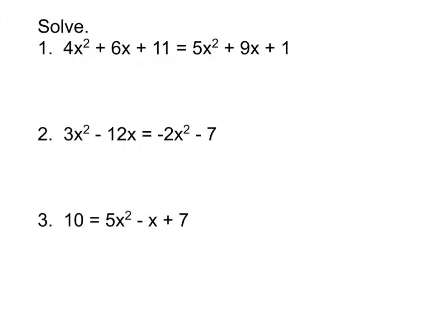So these three problems, in order to solve them, they all use the skills that you already have, but they all add in one new twist. And that new twist is that they're not equal to 0. Because in all the previous problems that we worked with, they were always set equal to 0.